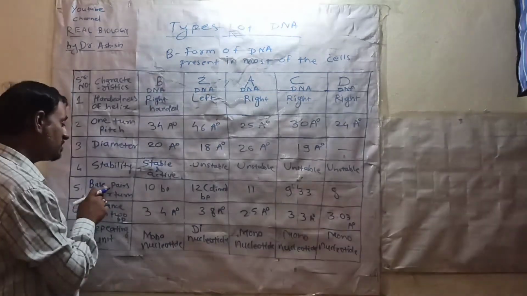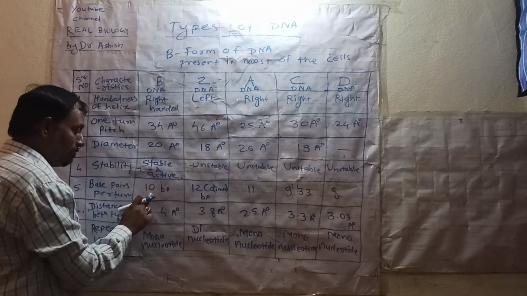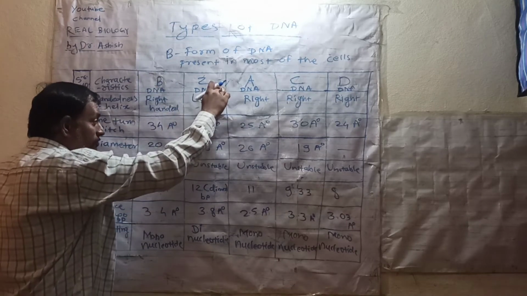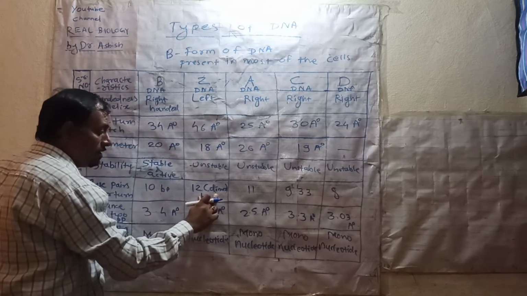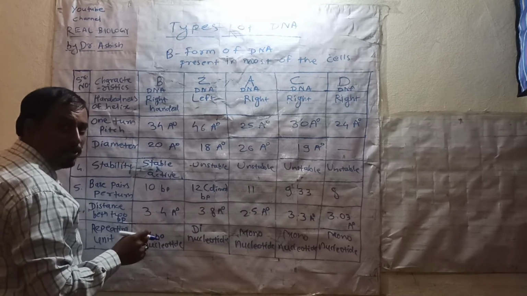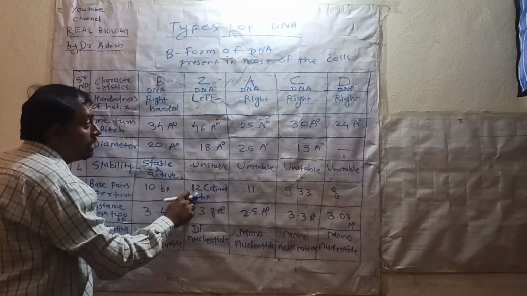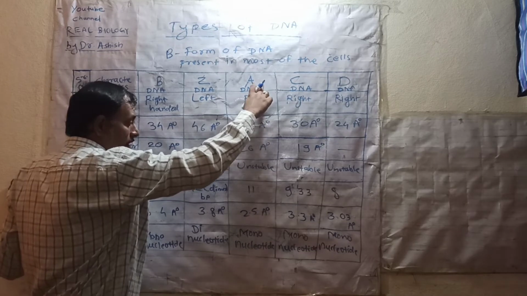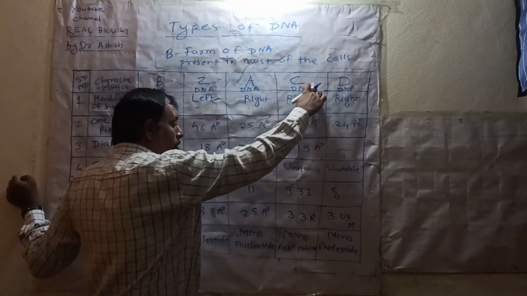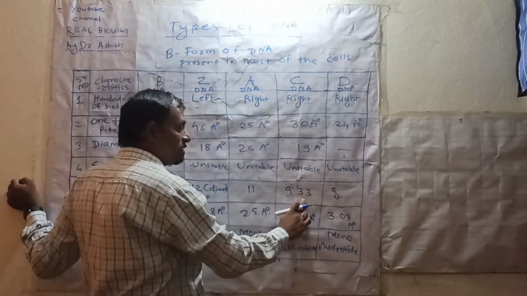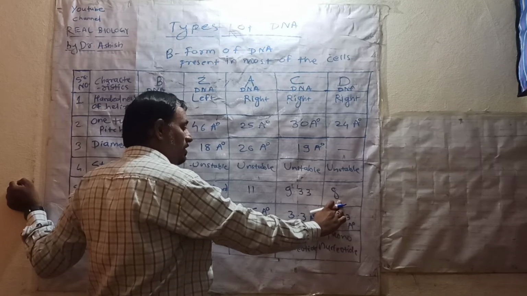How many base pairs are there per turn? In B form of DNA, there are 10 base pairs per turn. In Z form of DNA, there are 12 base pairs per turn, but it has a dinucleotide repeating unit. In A form of DNA, there are 11 base pairs per turn. In C form of DNA, there are 9.33 base pairs per turn. In D form of DNA, there are 8 base pairs per turn.